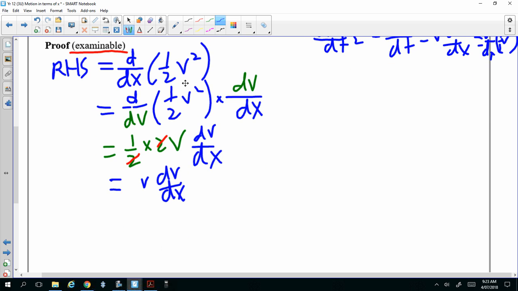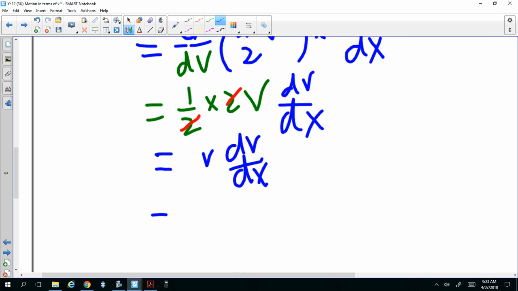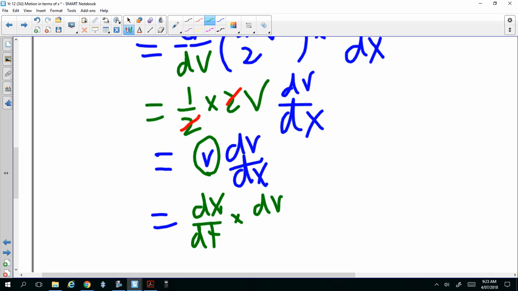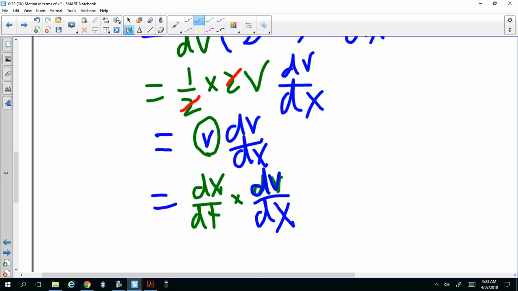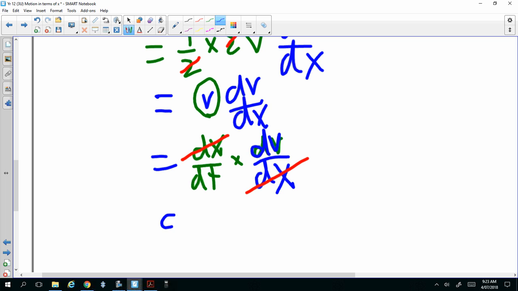v is dx over dt, right? Actually, I'll write it in green pen. So this v is dx over dt, times dv over dx. And why do I do this? Because the dx gets cancelled. You end up getting dv over dt. And what's dv over dt? It is acceleration, which is x double dot, which is the left-hand side.